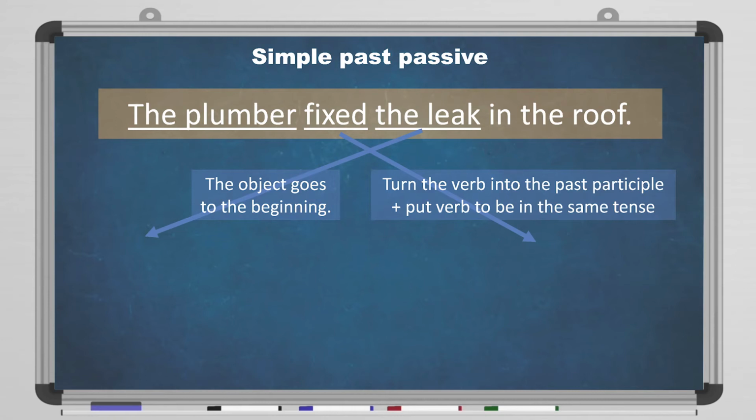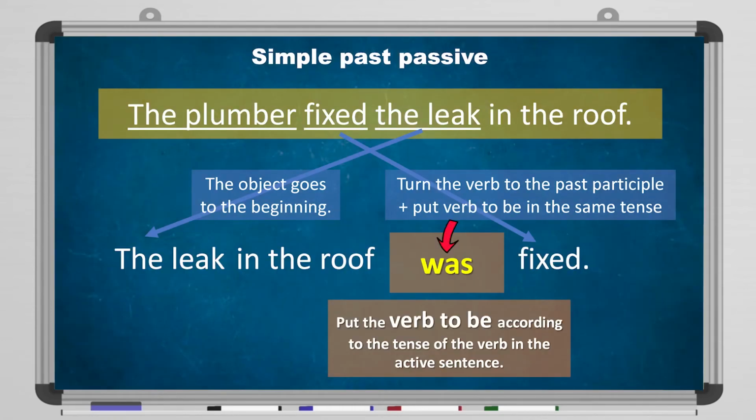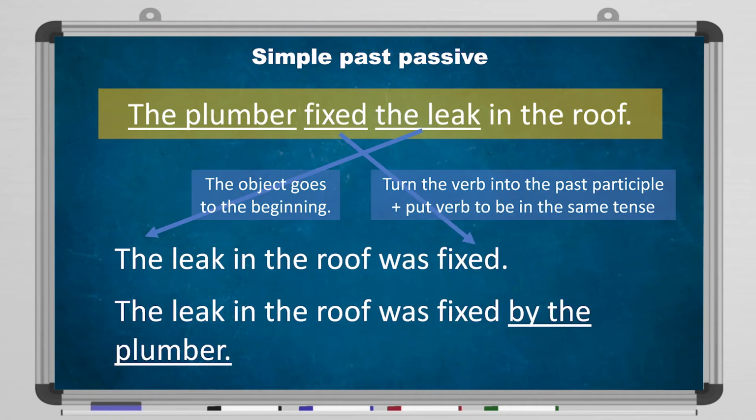Let's take a look. The leak in the roof was fixed. Okay, we chose was because the verb in the active sentence was in the past. So I have to choose verb to be in the past suitable for the object. The object here is the leak. That's why I chose was. Is it important to mention the subject? I think yes. The leak in the roof was fixed by the plumber.